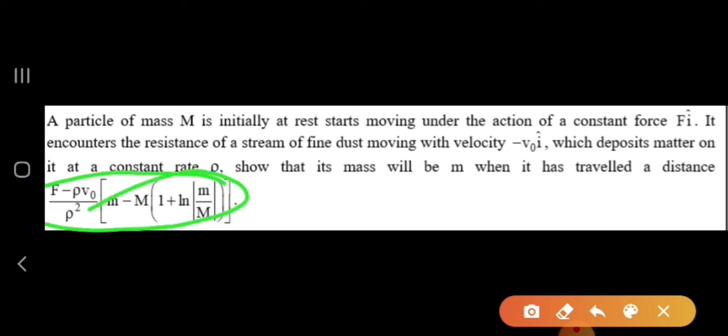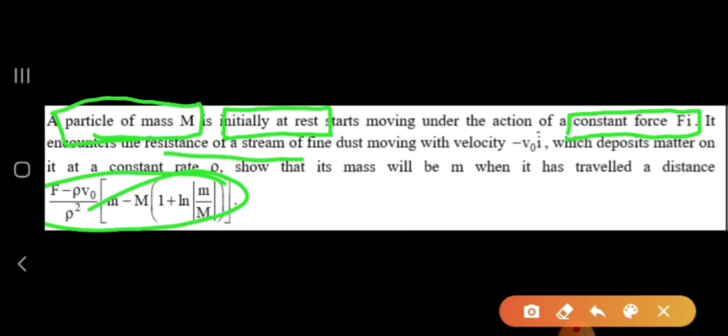So we'll see what the keywords are. Particle of mass M: the initial mass of the particle was M. Next keyword: initially at rest, it starts moving under the action of a constant force. Another thing is that it encounters the resistance of a stream of fine dust, which is moving with a velocity of minus v naught i cap. It deposits matter on it at a constant rate rho.